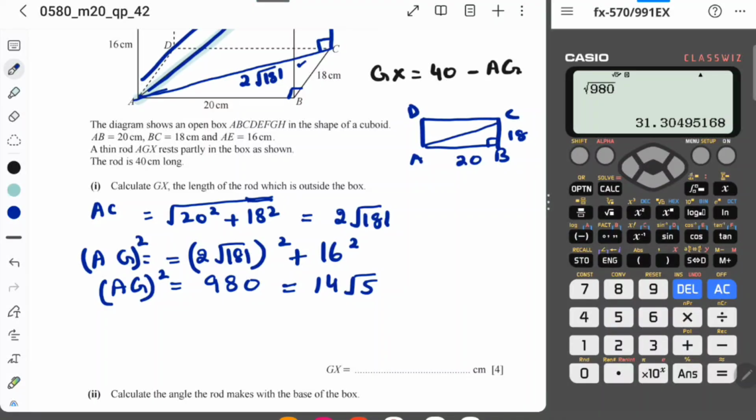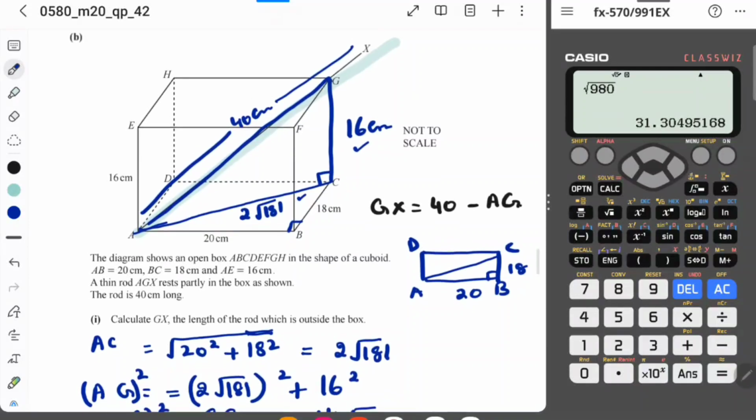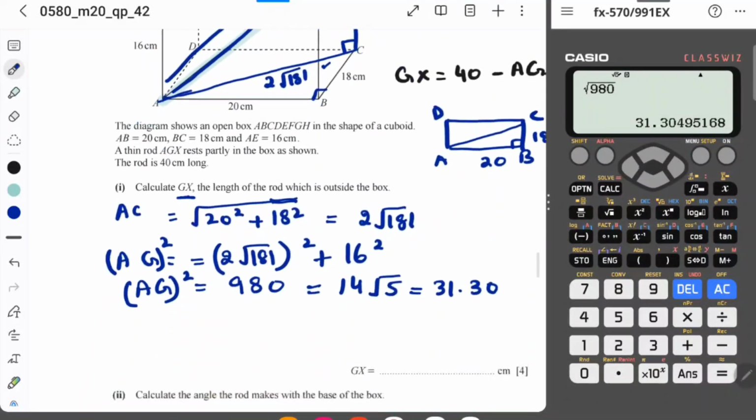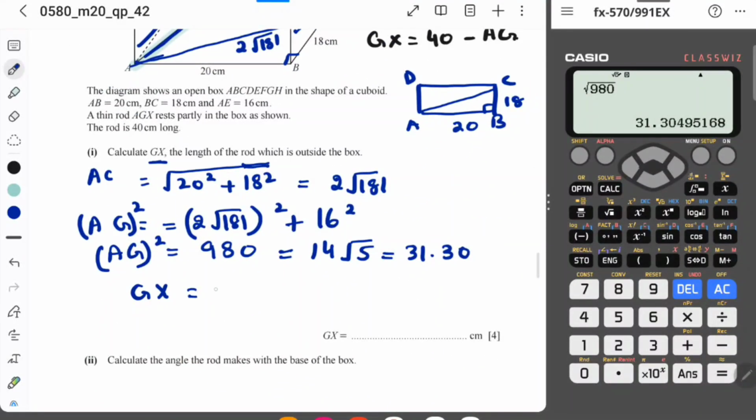So the square root of 980 is 31.30. The whole rod was 40 centimeters, and we are going to find out Gx. So Gx will be equal to 40 minus 31.30, and then you will get 8.7. So your Gx is 8.7 centimeters.